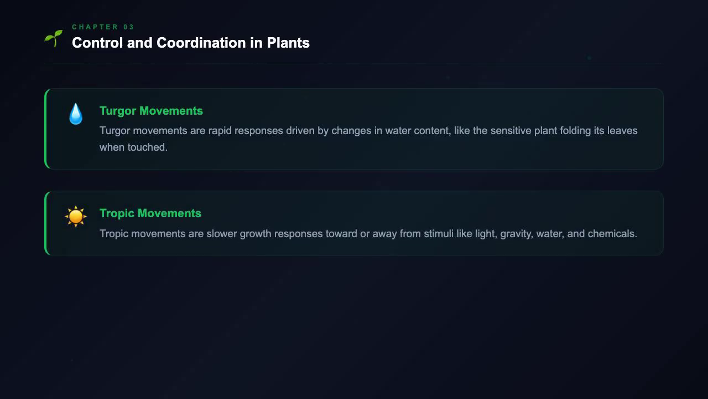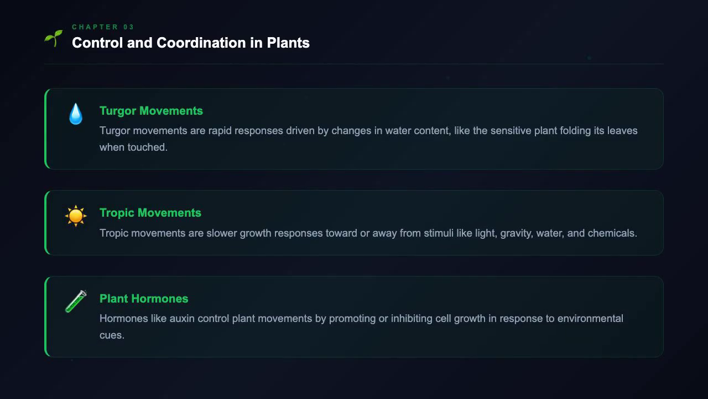Plants respond to their environment through clever mechanisms. There are two main types of plant movements: turgor and tropic movements. Turgor movements are quick responses to changes in water content. The sensitive plant is an example, folding its leaves when touched. Tropic movements are slower, driven by differential growth.